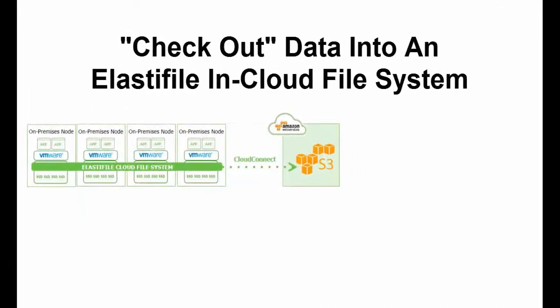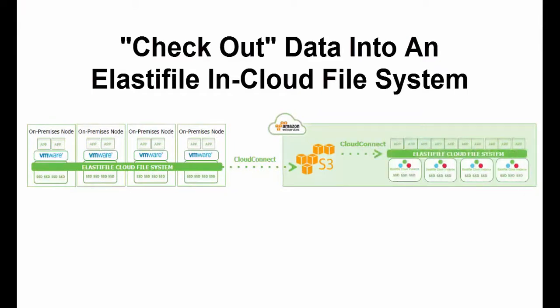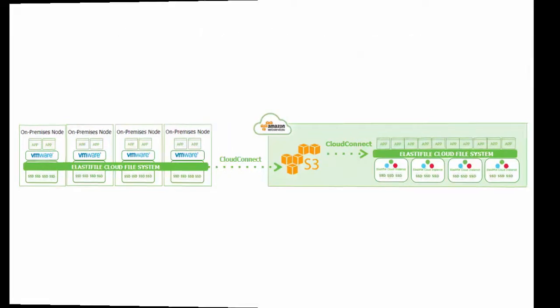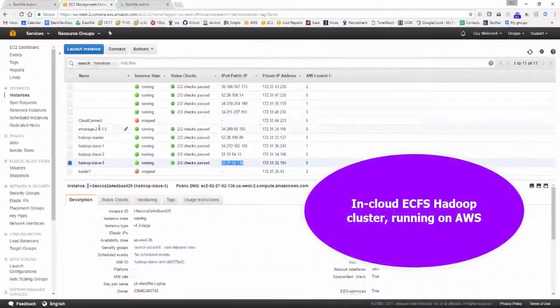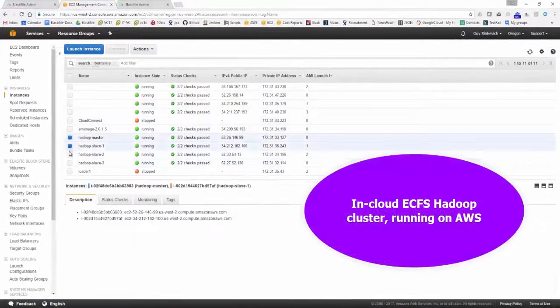However, to demonstrate Elastifile's ability to support active data processing in the cloud, we're next going to check out our data into an in-cloud Elastifile file system running natively on 4 AWS instances. Here you can see in the AWS GUI that we have the Elastifile Cloud file system already set up on 4 cloud instances ready to run as a Hadoop cluster.